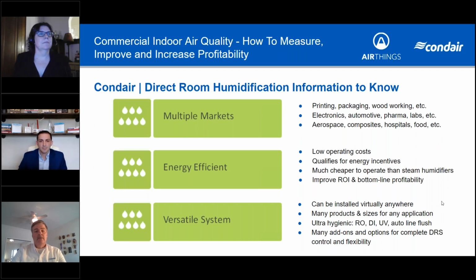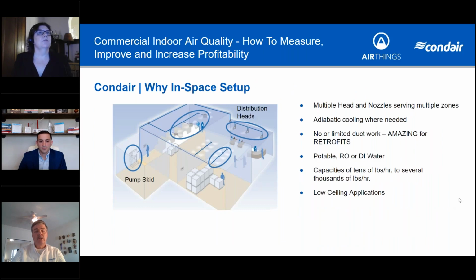Can you go to the next, please? Thank you. Just a quick snapshot of what a system would look like. On the left, the pump skid for the system is generally out of sight, out of mind in the mechanical room. And then we have high pressure flex hoses that are run out to distribution heads that are typically mounted on the ceiling, sometimes on the wall in the space, and are producing an atomized mist directly into the space.